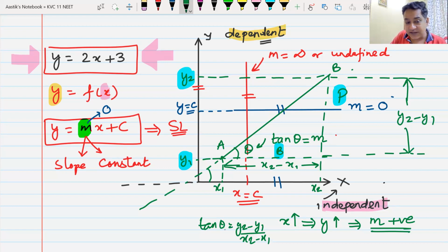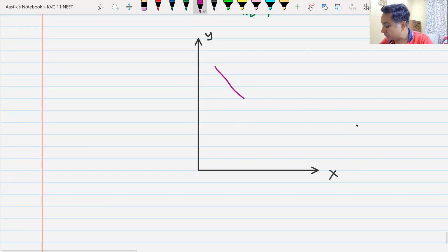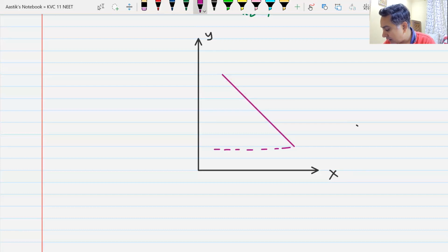So we move on to the last type of line. I have seen a line which is flat, slope is 0. I have seen a line which is vertical, slope is infinite. I have seen a line which has a positive slope. What is left? A line with a negative slope. And how does a line with a negative slope look? A line with a negative slope looks like this. This line also makes an angle with the x-axis, but this angle is like this.